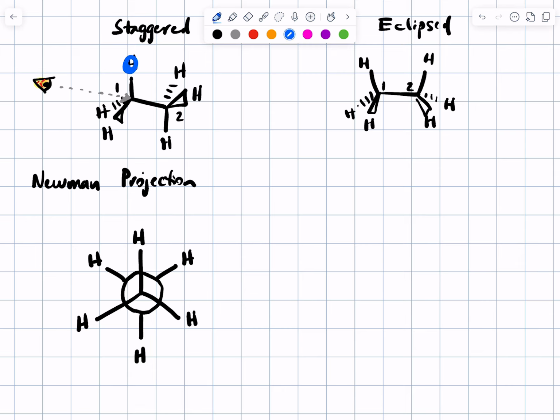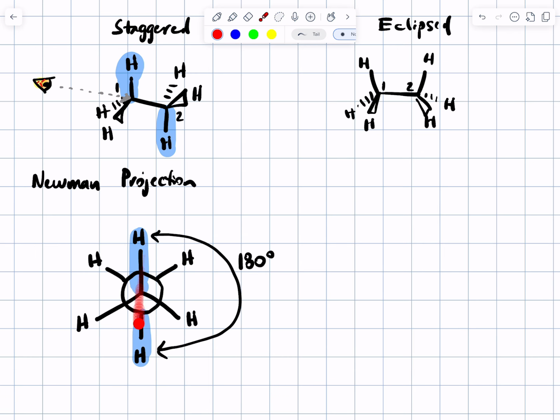This hydrogen here, the one I'm highlighting in blue, is anti to the other hydrogen in blue, or 180 degrees away. So the angle in the Newman projection between these two lines is 180 degrees. We call that a torsional or a dihedral angle. And we use the adjective anti to describe the relationship between the two hydrogens.